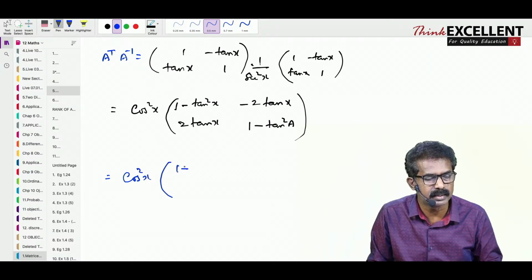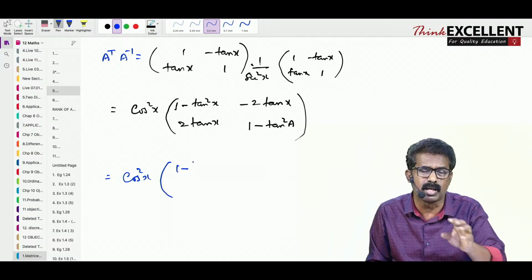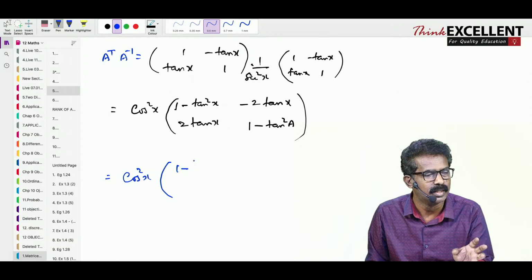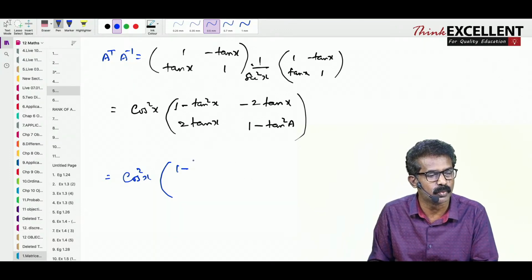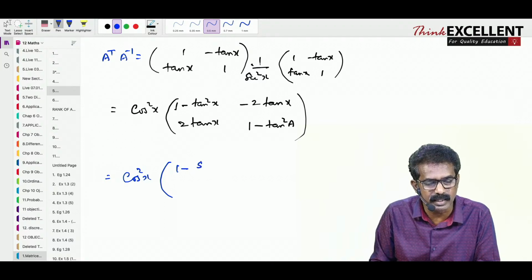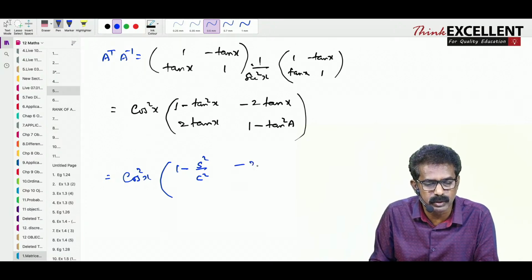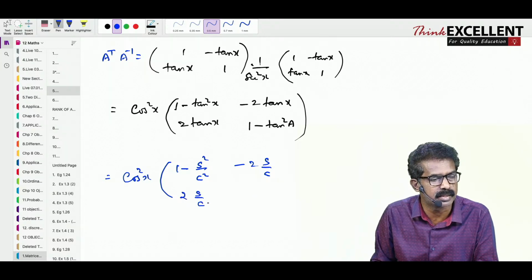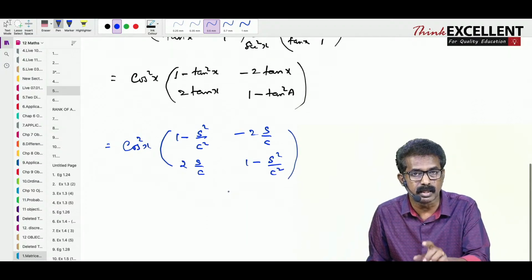1 minus tan square. Tan is sin by cos, right? Tan is sin by cos. So a lot of trigonometry results we are using. The trigonometry playlist is already given to you, right? So you can watch that later. Tan square is sin square by cos square. For your understanding I'll write it short. Okay, s square by c square, sin square by cos square, minus 2 tan x sin by cos. Denominator 2 tan x sin by cos. 1 minus tan square x is sin square by cos square. But when you write for the exam, you must write it fully.